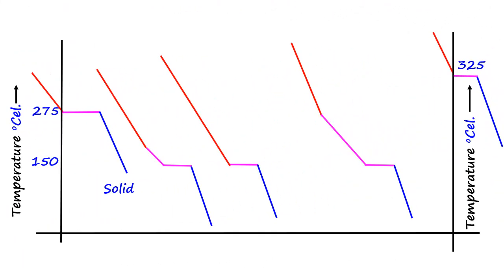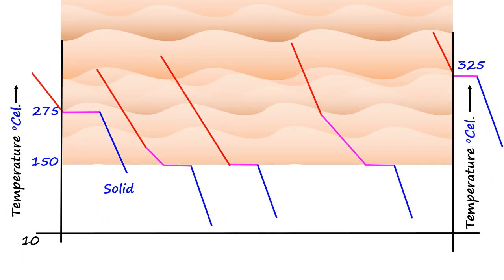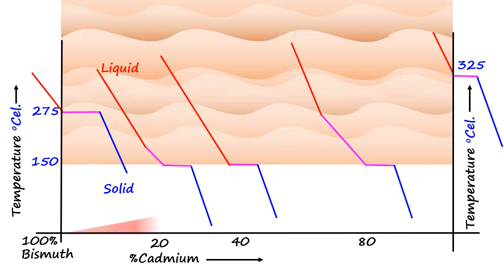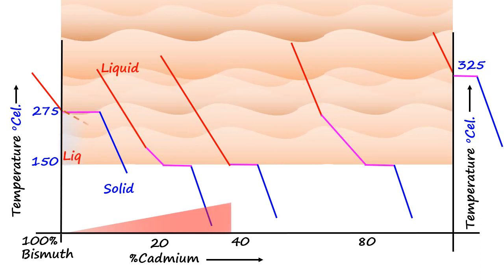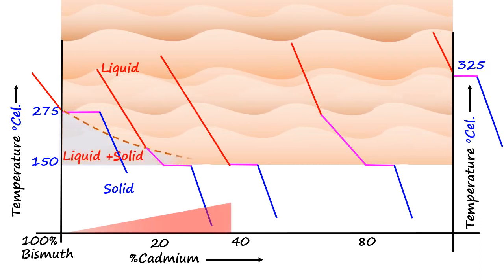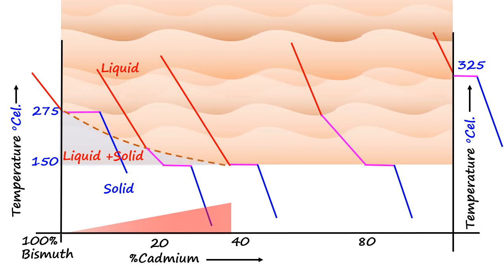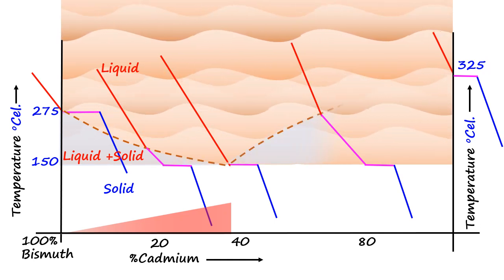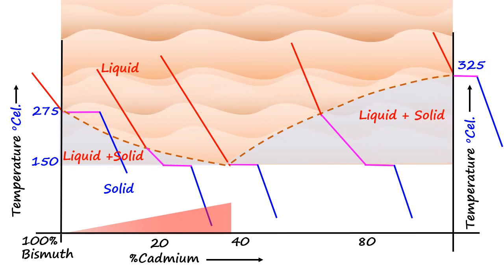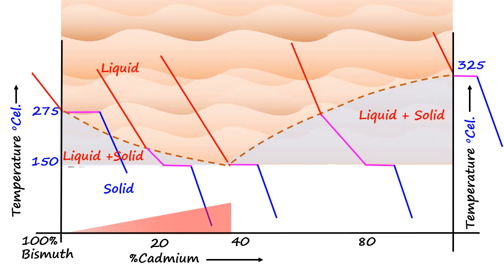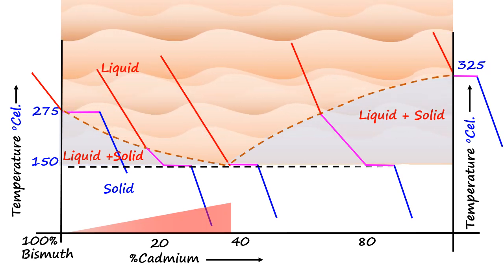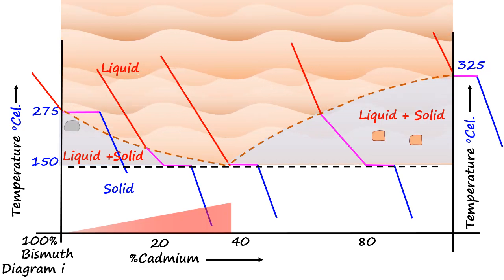These are all the cooling curves for various percentage of cadmium in bismuth and cadmium alloy. As the percentage of cadmium increases, liquid phase to liquid plus solid phase temperature gets lower and lower up to 40% cadmium. Then it increases. Though the solidification starts at different temperature for different percentage of alloying element, the solidification always completes at fixed temperature.